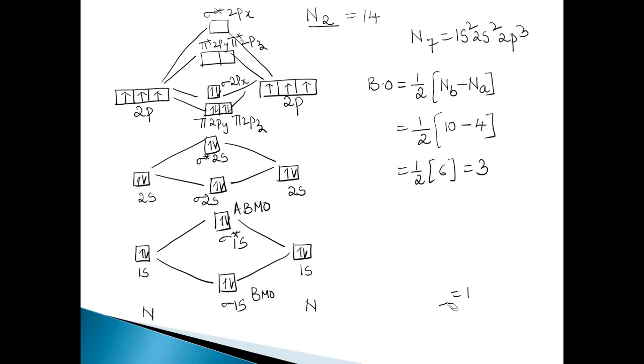What does it mean? Bond order 3 means the number of bonds formed between the combining atoms is 3 here. So the covalent bonds which are formed is 3. One is sigma, the other 2 are pi bonds here.